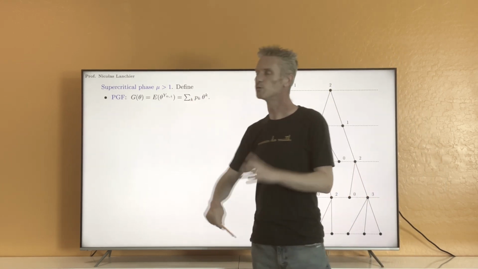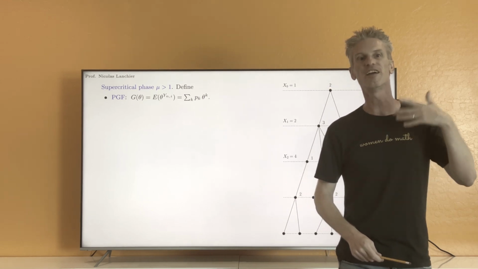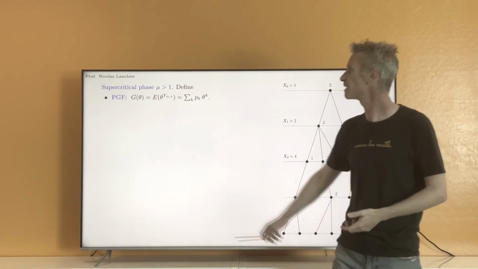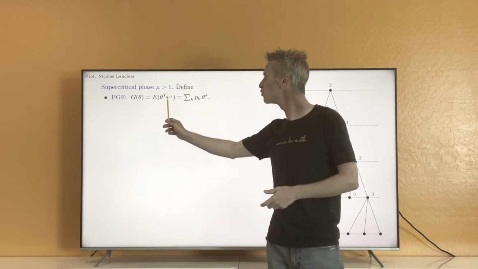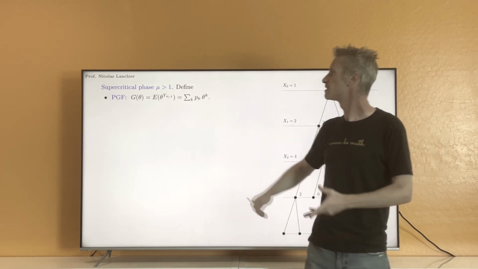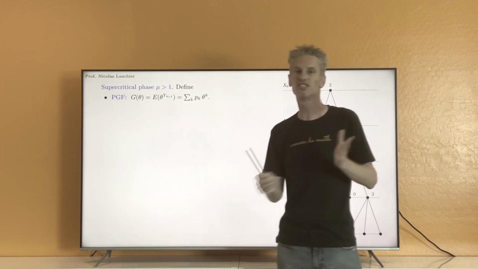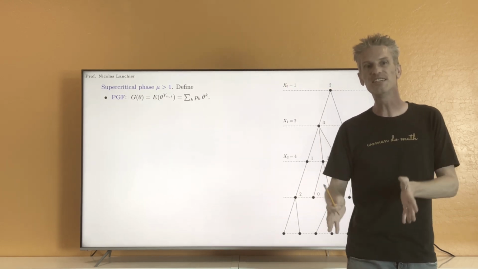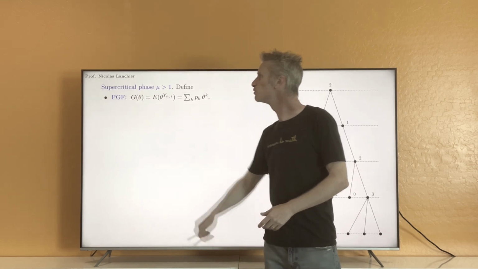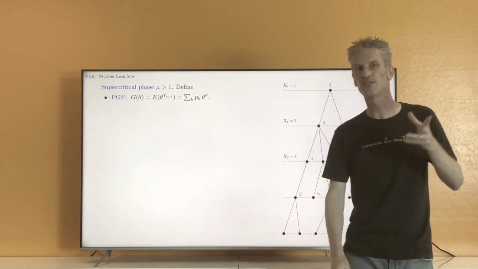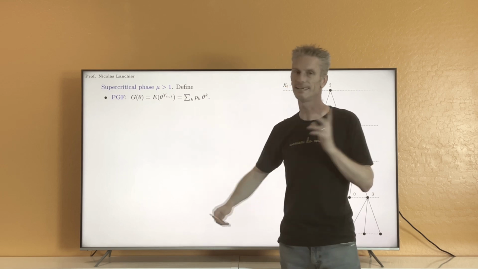We define the probability generating function of a random variable, and in this case, I'm going to look at the probability generating function of those random variables Y_{n,i}. This is defined as a function g of theta, where theta is a real number, and that's equal to the expected value of theta to the power Y_{n,i}.